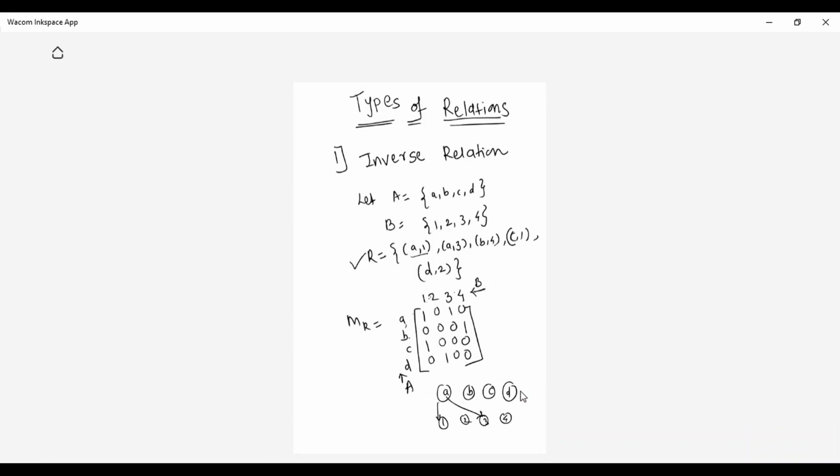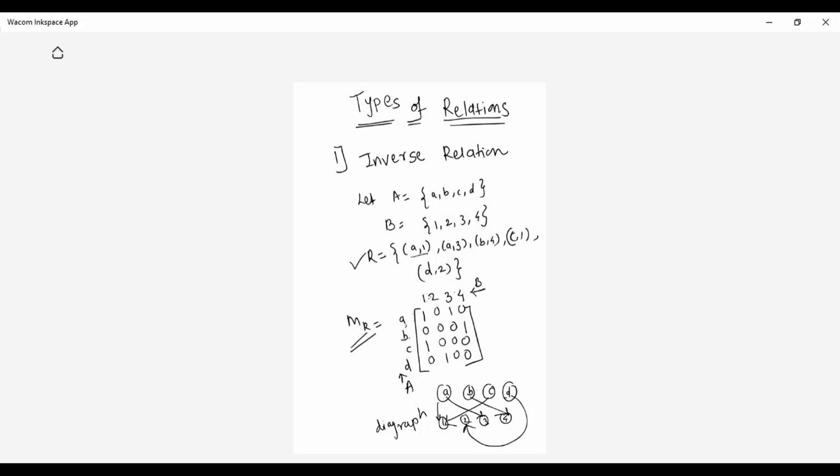B is connected to 4, so I'll connect B to 4 here, right? Then C is connected to 1, I'll connect C to 1 here, okay? Then D is connected to 2, so I'll connect D to 2 like this, okay? So this is the digraph we have got, and this is the relation matrix MR we have got like this. I hope you have got how to make a relation matrix and how to draw the diagram. For 2 marks you can have simple questions in your exam, students.